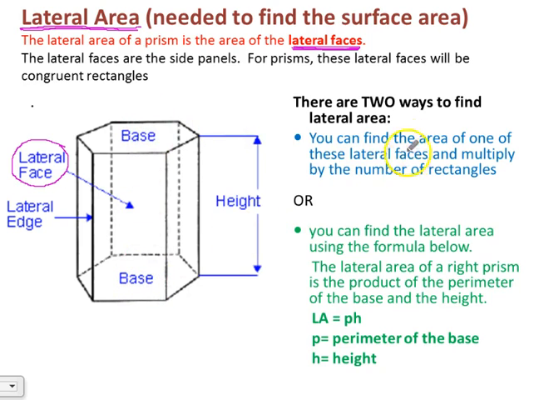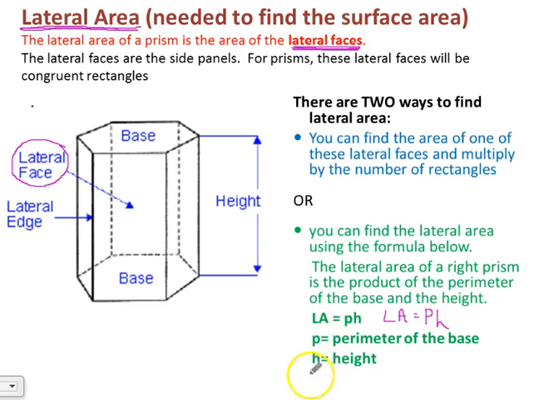All right, so there's two ways that we can find lateral area. The first way is we can find the area of one of our lateral faces and then multiply by the number of lateral faces that we have. Or we can use a formula. So lateral area is P times H, and that should be a capital P actually. P times H, where P represents the perimeter of the base and H represents the height.